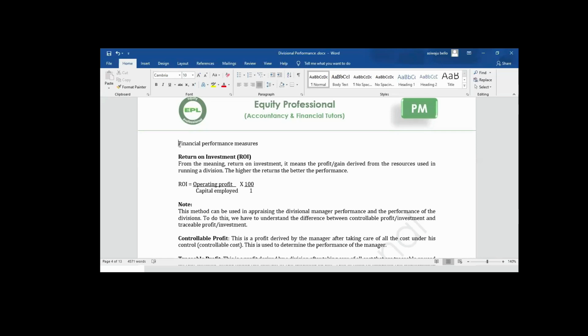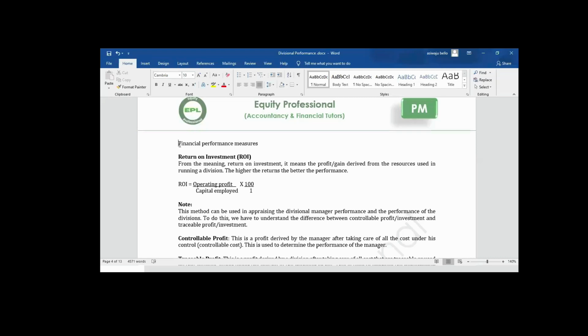Oh, okay. So now, how do we evaluate performance of divisions? We can use financial performance measures. To evaluate the performance of divisions, we can use financial performance measures. One of these measures is return on investment.